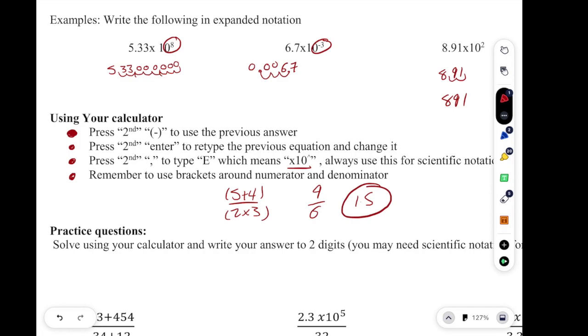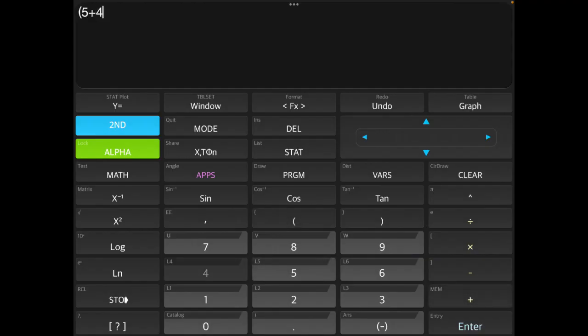So going to the calculator, if I enter it just like that with brackets, 5 plus 4 divided by, in brackets, 2 times 3, I do get the 1.5 that I'm expecting. If you don't put the brackets around it, 5 plus 4 divided by 2 times 3, you can see it doesn't give us the right answer. So make sure we put those brackets in the top and bottom.